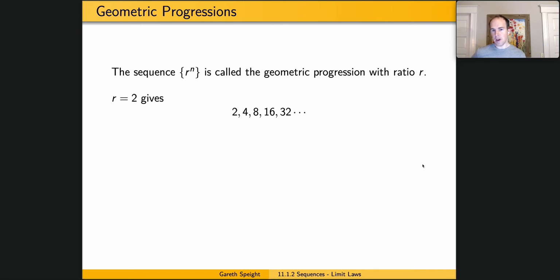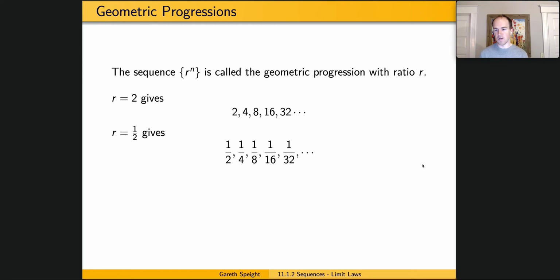If r is 2, we get the sequence 2 to the power n. So if we plug in n equals 1, we get 2, n equals 2, we get 4: 2 to the 1, 2 to the 2, 2 to the 3, 2 to the 4, 2 to the 5, and so on. Or if we pick r equals a half, we're going to have the sequence a half to the n.